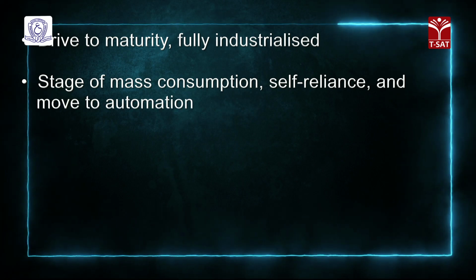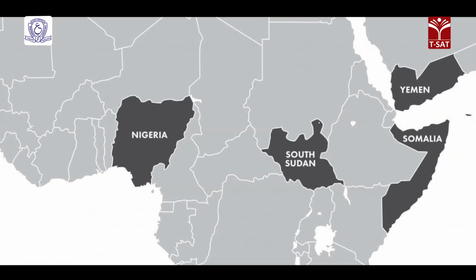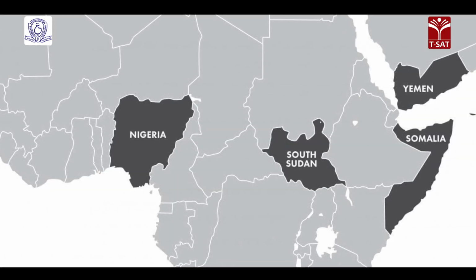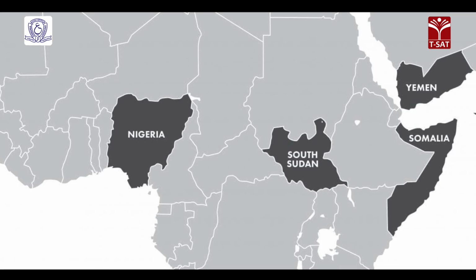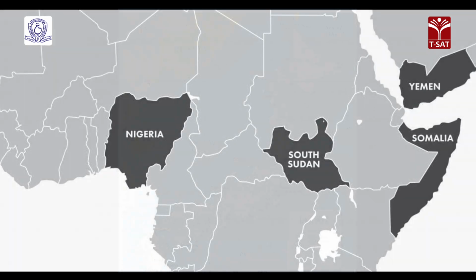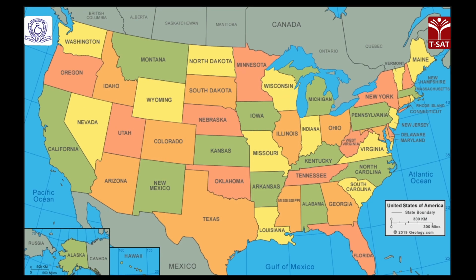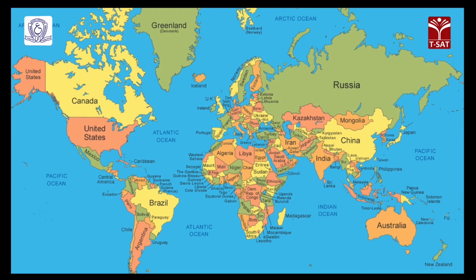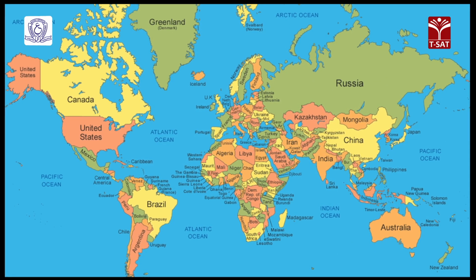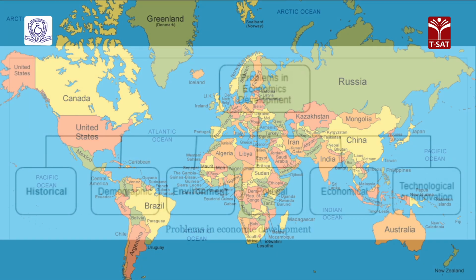And the next stage is known as the stage of mass consumption. This is also known as self-reliance and move to automation. We will discuss in detail later the models, theories or sections. I have also described the Rostow model earlier. The above 5 stages of Rostow are very true in the present world. Some countries like Sudan and Somalia are in the first stage, and countries like Japan and USA are in stage 5. The reason behind this development disparity in the world can have many factors.